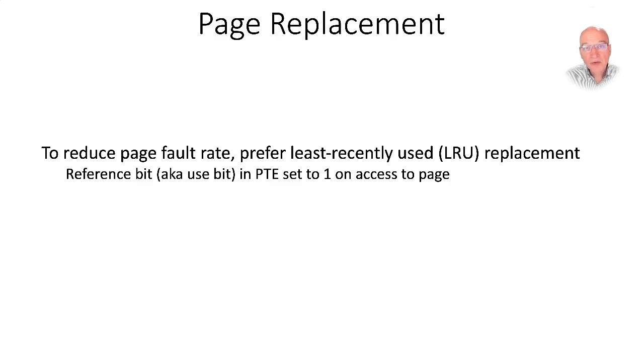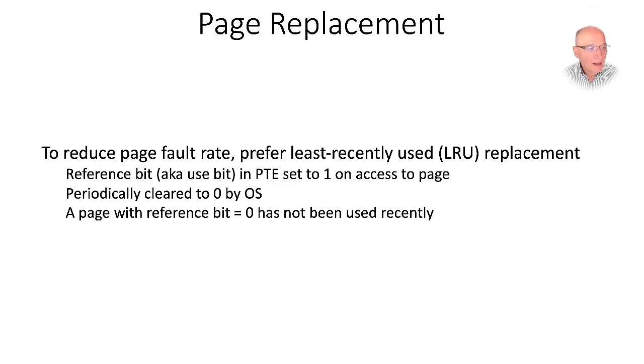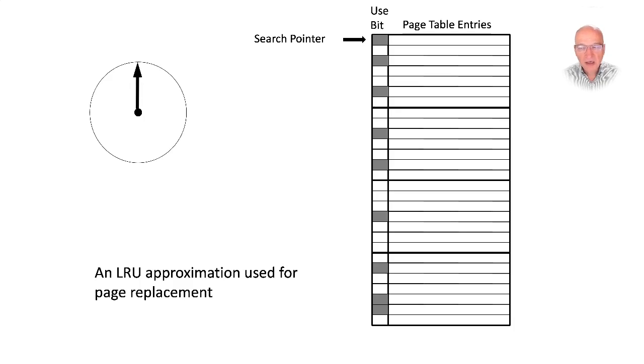So what we're going to do instead is create an approximation to the least recently used algorithm by having a reference bit, called a use bit, in the page table entry, set to 1 when the page is accessed. And periodically this bit will be cleared by the operating system, and therefore a page that has a reference bit equal to 0 has not been recently used. A simple way to implement this is to divide the page table entries into regions. In this case, we are illustrating a division into 4 regions.